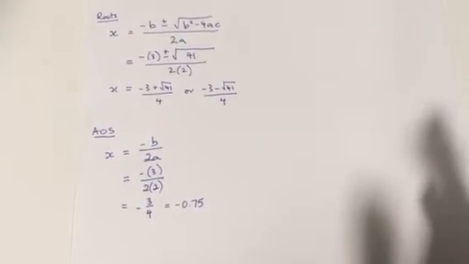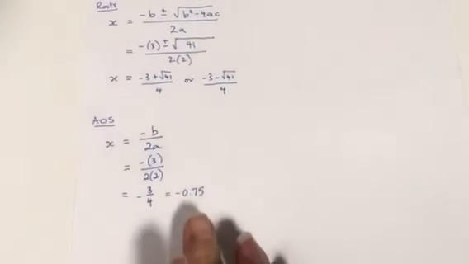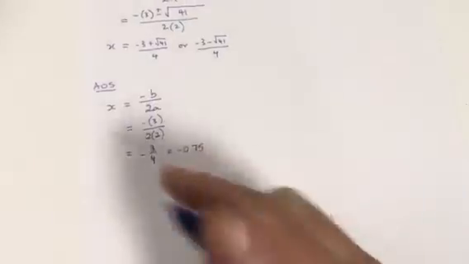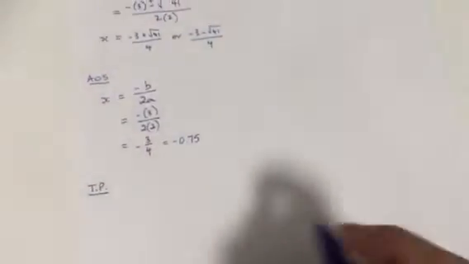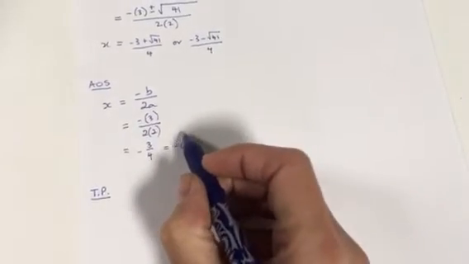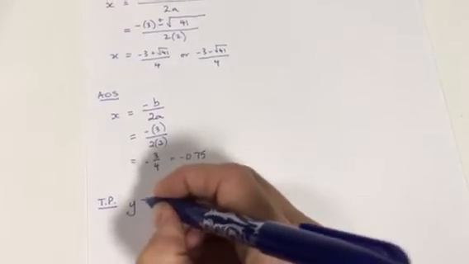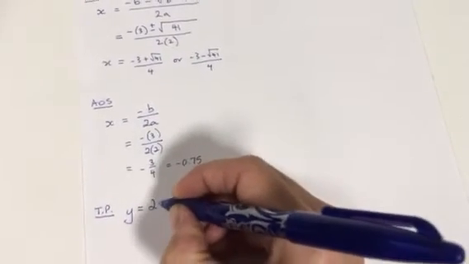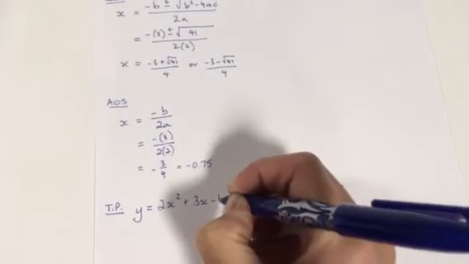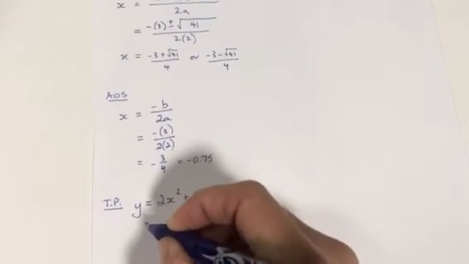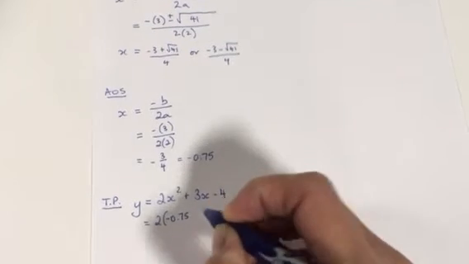What else do I need to find? Well, I can use my axis of symmetry. That's going to be the x-coordinate of my turning point. So let's go with that turning point. Let's find the y-coordinate. We do that, if this is my x-coordinate, I just need to substitute it into the original formula. So let's try. y is 2x squared plus 3x minus 4. Let's put that negative 0.75 in all of the x positions.